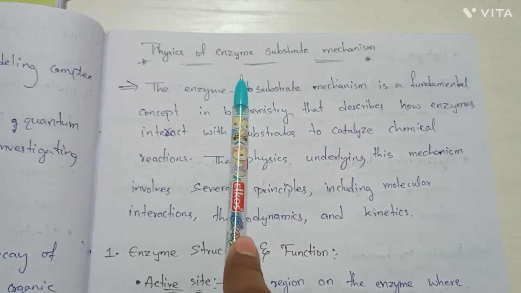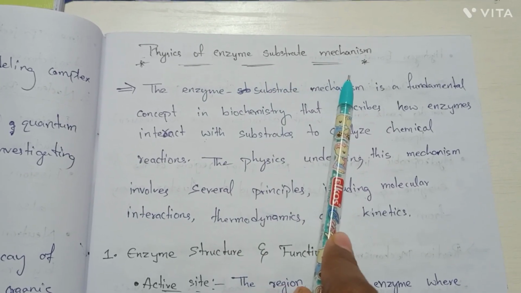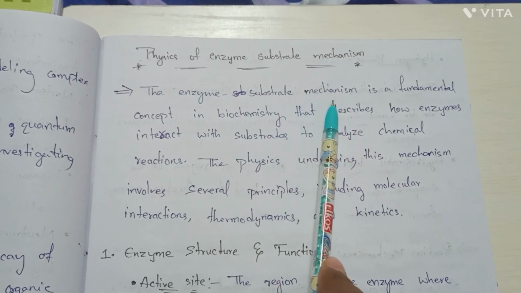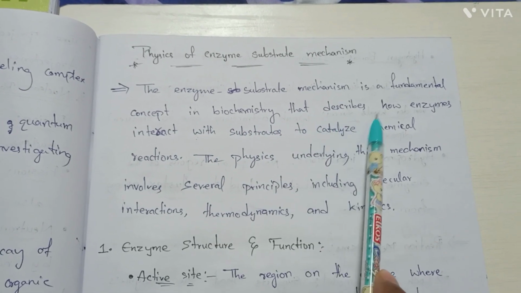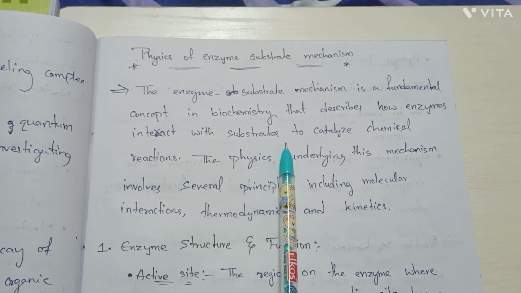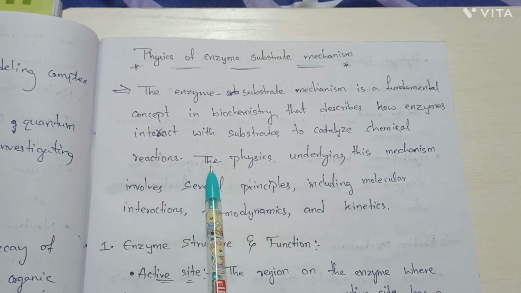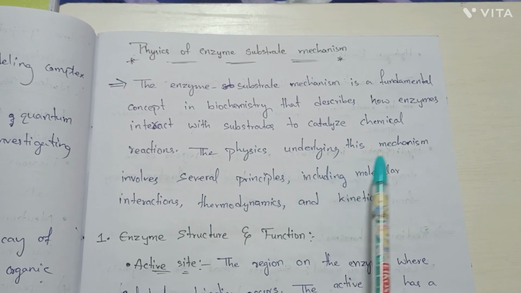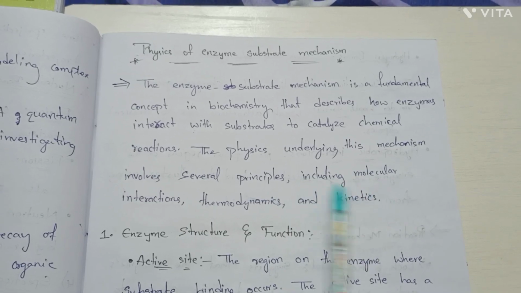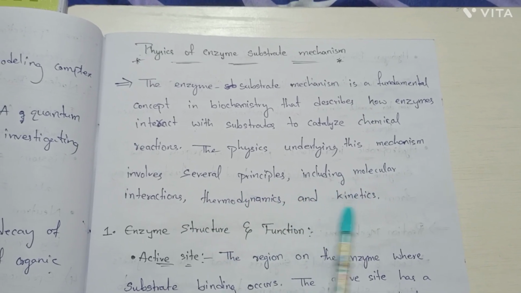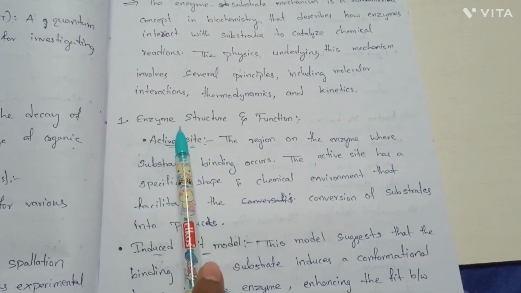Second topic is the physics of the enzyme substrate mechanism. The enzyme substrate mechanism is a fundamental concept in biochemistry that describes how enzymes interact with substrates to catalyze chemical reactions. The physics underlying this mechanism involves several principles, including molecular interactions, thermodynamics, and kinetics.